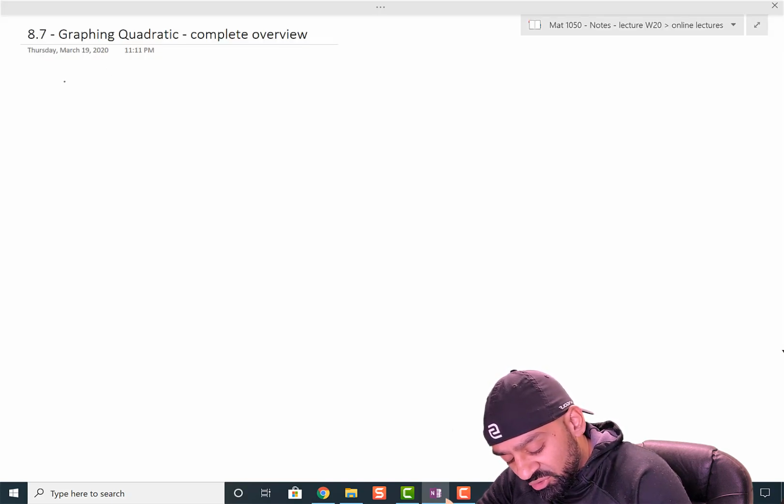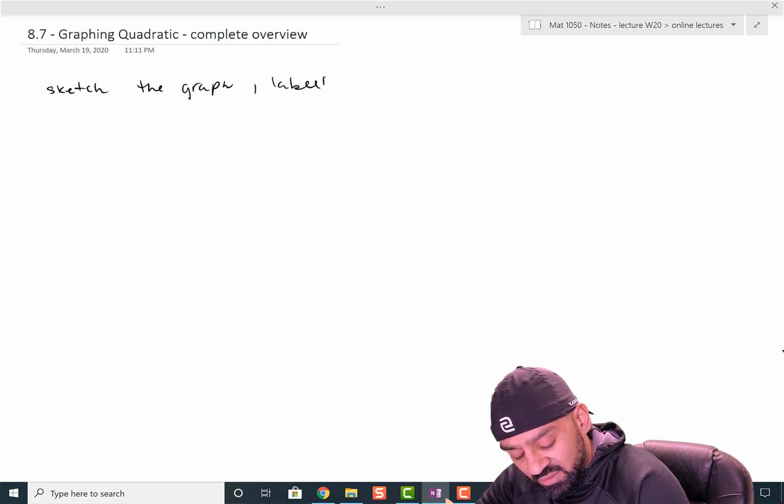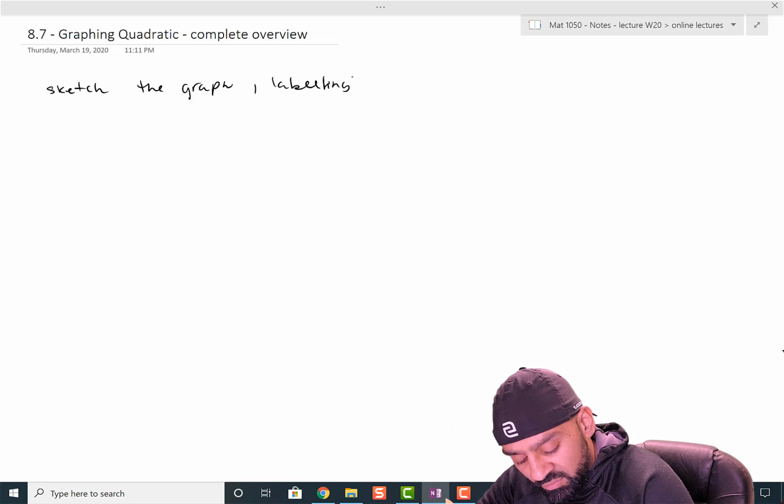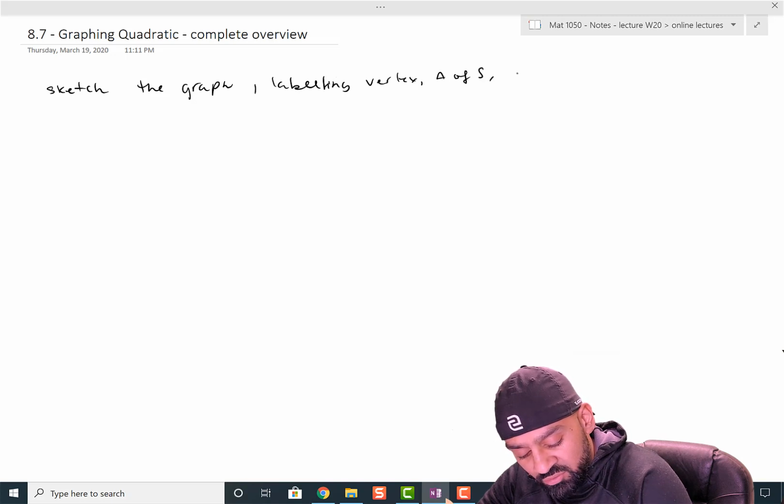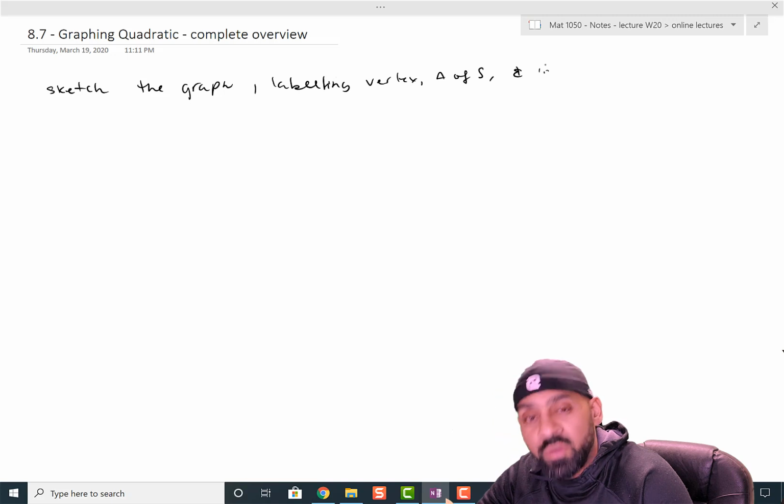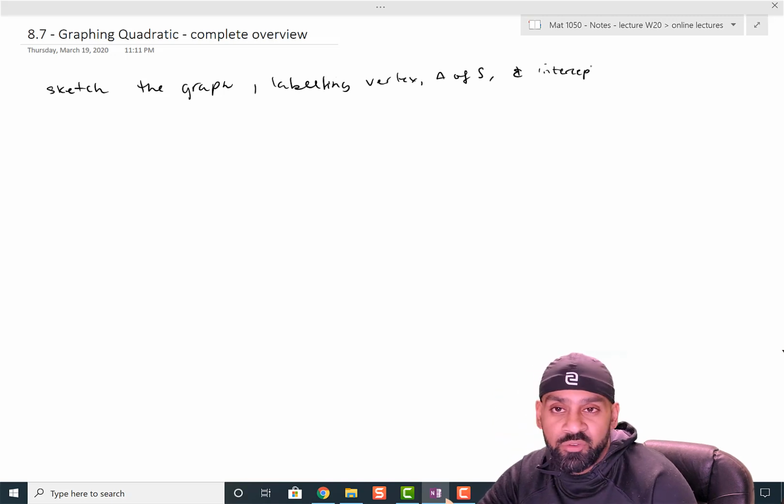So sketch the graph, labeling, and here we go. Here's your instructions. You got to make sure you're always cognizant of it. Labeling vertex, axis of symmetry, and intercepts. And you must already know that there are two types, your X and your Y.